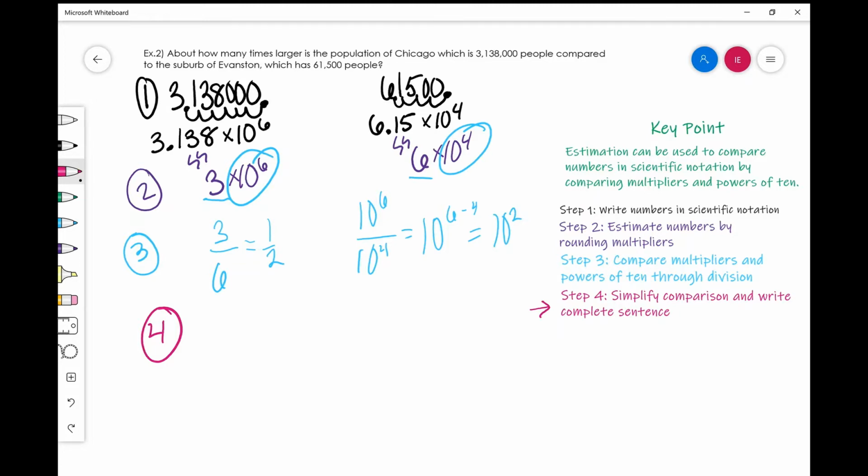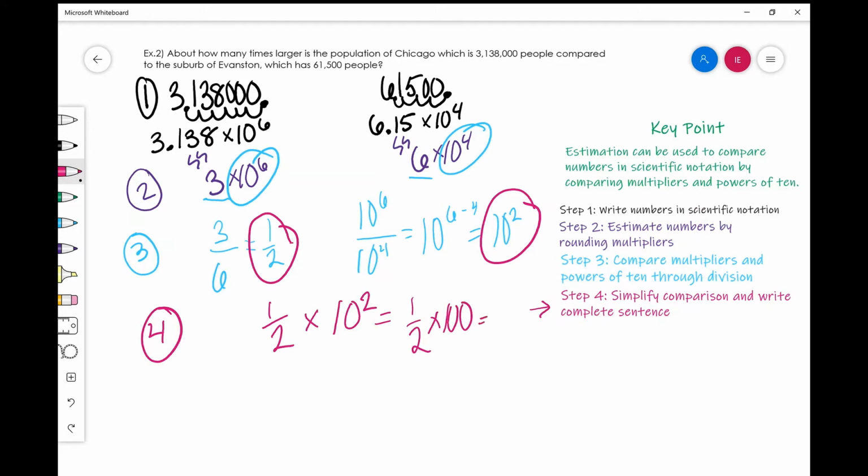So let's look at my comparisons. I know that my multipliers, when compared, gave me 1/2 because 3 is 1/2 of 6. I know that when I compare my powers of 10, I found that 10 to the 6th is 10 to the 2 times bigger than 10 to the 4th. Same as saying 1/2 times 100, and I know that half of 100 is 50. This value of my comparison is going to be the comparison that I have between my two numbers.